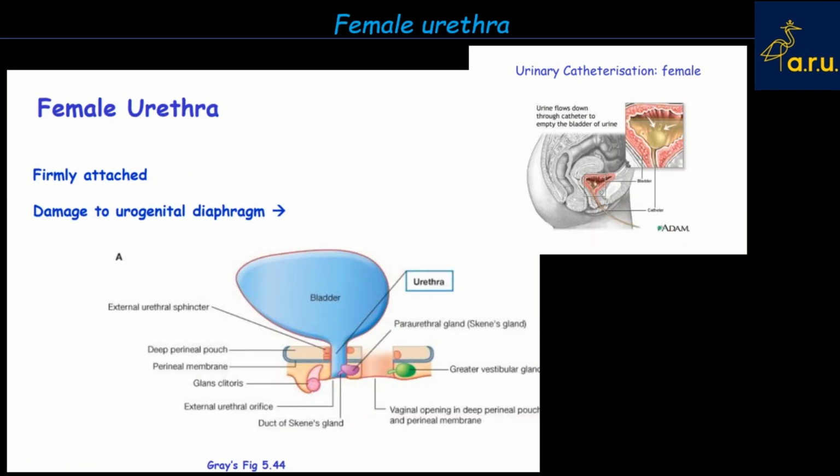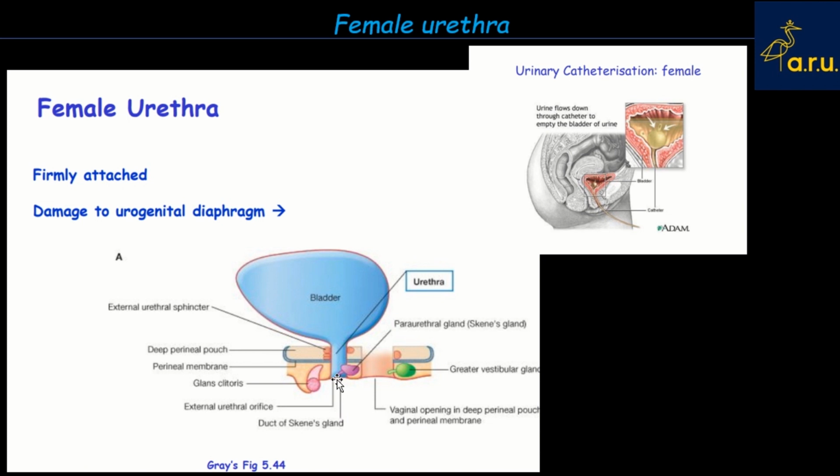Unlike in males, the female urethra is short, approximately 4 centimeters long. It leaves the bladder and passes through the pelvic floor to enter the deep perineal pouch. So this would be the membranous part of the urethra in females. Here inside the deep perineal pouch, the membranous urethra is surrounded by the external urethral sphincter. The urethra then pierces the perineal membrane to enter the superficial pouch. This part of the urethra is really short in females. It opens into a region known as the vestibule between the two labia minora.